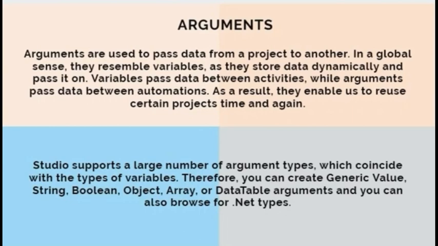Studio supports a large number of argument types, which coincide with the types of variables. Therefore, you can create generic values, string, boolean, object, array, or data table arguments, and you can also browse for .NET types.